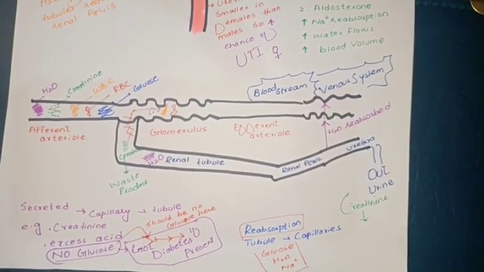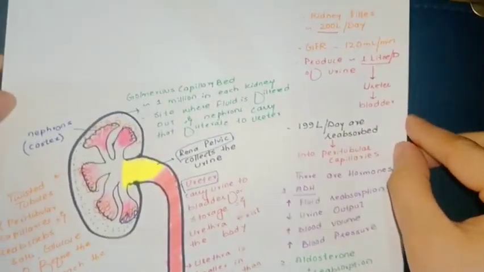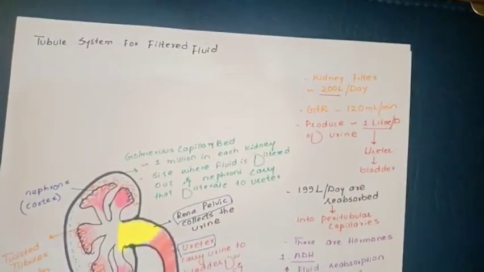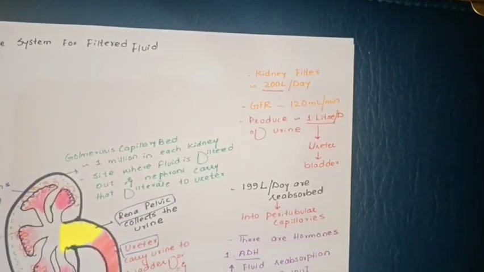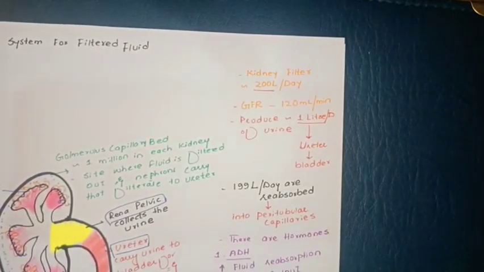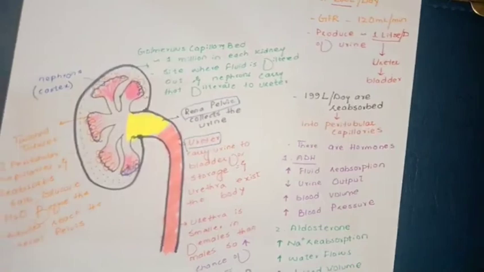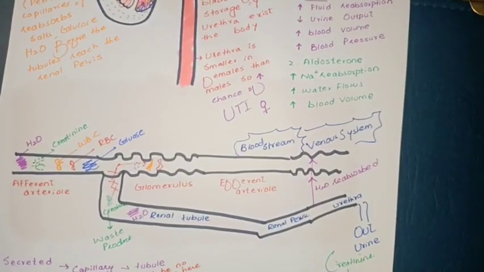Here is the whole tubule system. You can see here there is a tubule system for filtered blood. The kidney filters 200 liters of blood per day. Glomerular filtration rate is 120 ml per minute, and it produces about 1 liter per day of urine. Ureter and then goes to the bladder. 199 liters per day are reabsorbed into peritubular capillaries, and there are the hormones, which are the ADH and the aldosterone. These are the urinary capillaries, and you can see here.